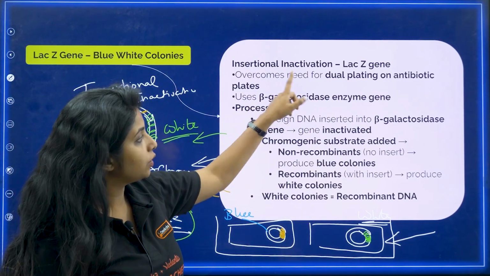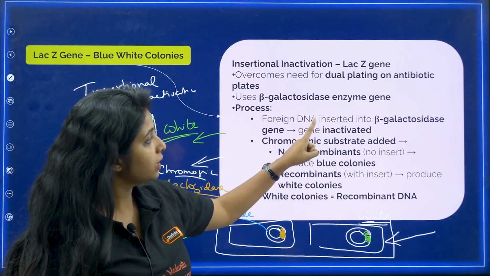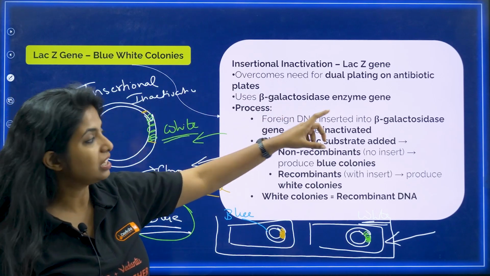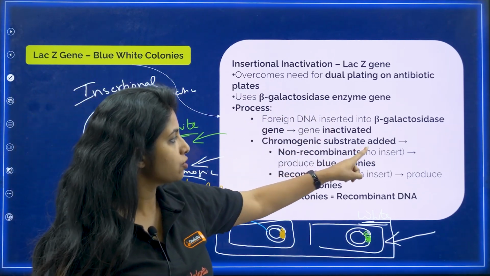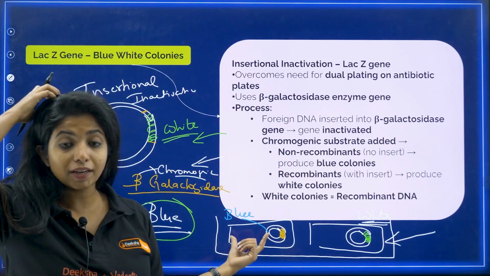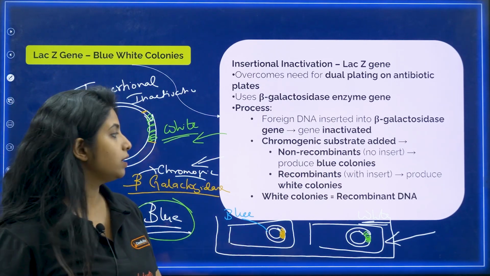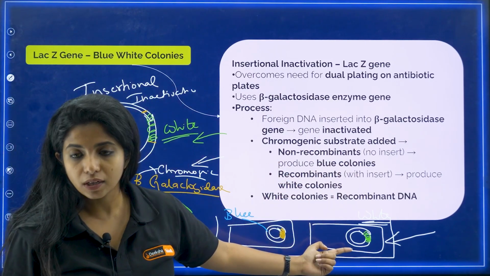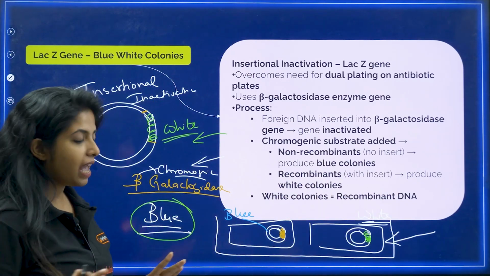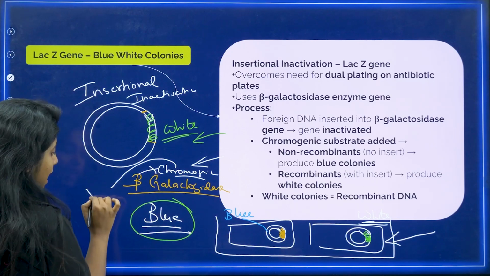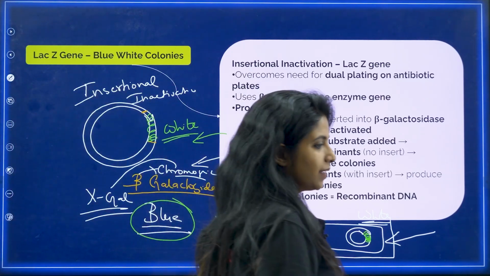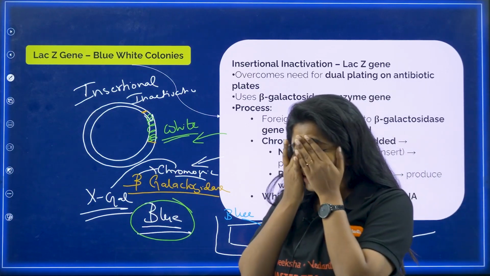It uses the beta-galactosidase enzyme gene. The process is: foreign DNA is inserted into the beta-galactosidase gene. This gene is now inactivated. What do you call this gene? LacZ gene. Now, when a chromogenic substrate is added, the non-recombinants produce blue color. The ones that do not have recombination will produce blue colonies. The recombinants will produce white colonies. So white colonies equal recombinant DNA. As simple as that. The chromogenic substance being used is known as X-gal. So this is how things work.